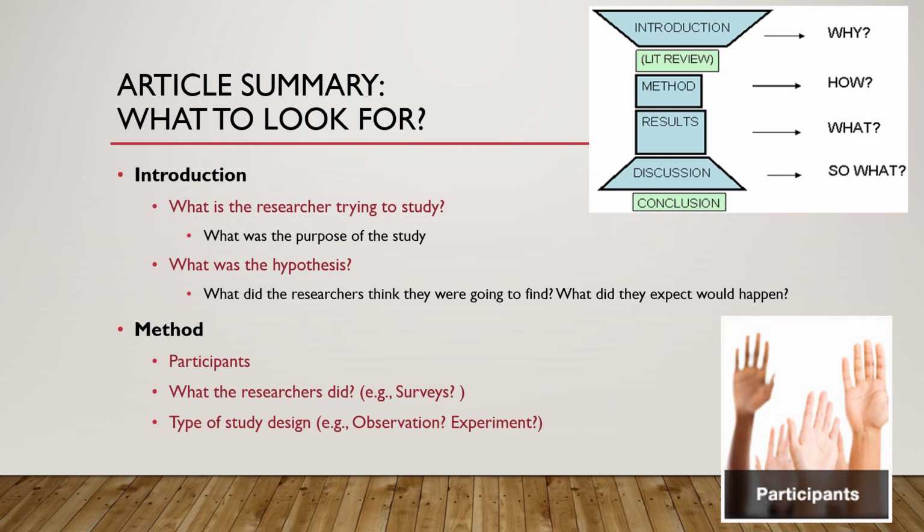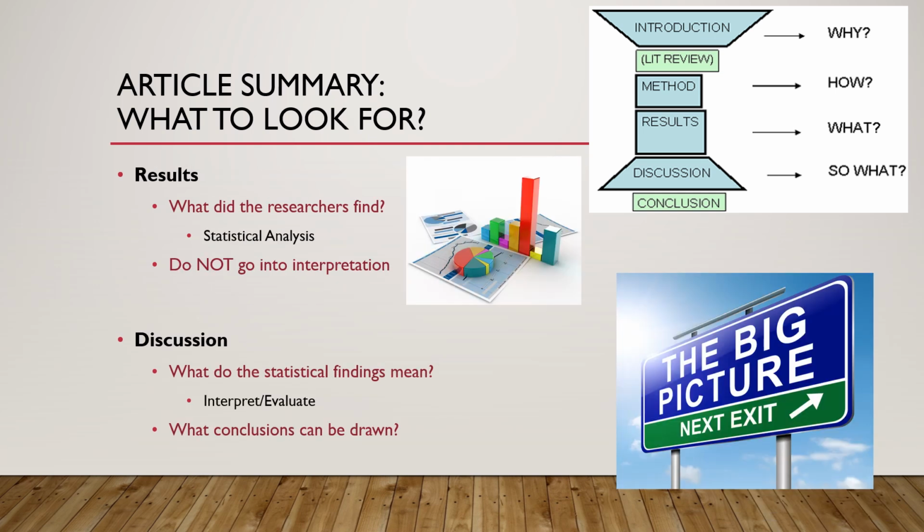Once you're done with the introduction, you can move on to the methods section. Again, there are some strategies for how you go through, whether you go through the introduction, then the discussion. But the methods section is telling you who the participants are and what the researchers did. Was it a survey that was conducted? Was it an observational study or an experimental study? There are a lot of details here that can help you to understand that operationalization of the variables and of the construct. You also have your results section, which is what did the researchers find?